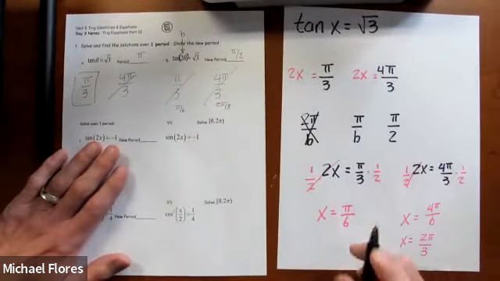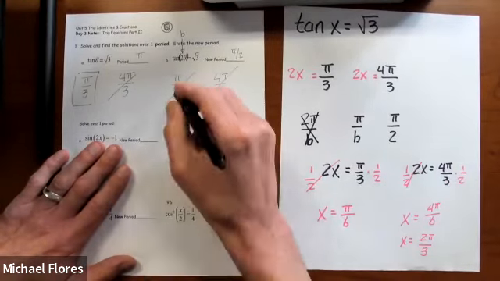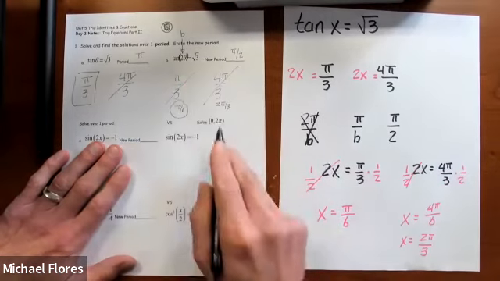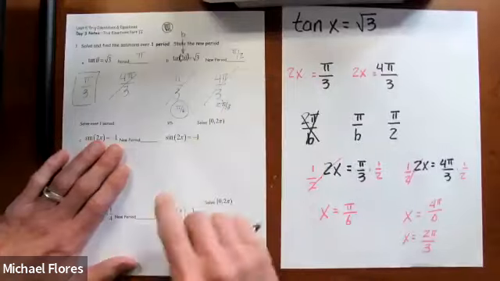But it wants us to solve for 1 period. Pi over 6 is less than pi over 2, so that's an answer. 2 pi over 3 is greater than pi over 2, so that's not.